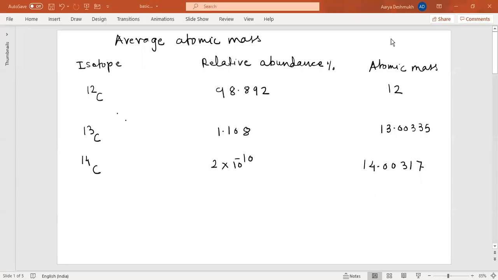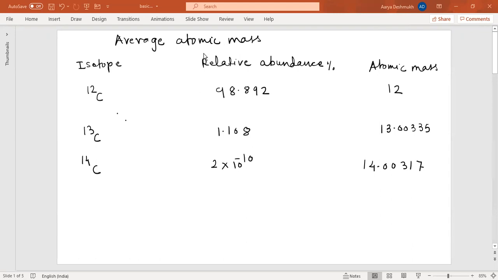Hello students, now let us start with the next lecture, that is about the average atomic mass. So we have been discussing atomic mass in the earlier lecture. Now we'll talk about average atomic mass. Now you know that many naturally occurring elements exist as more than one isotope.